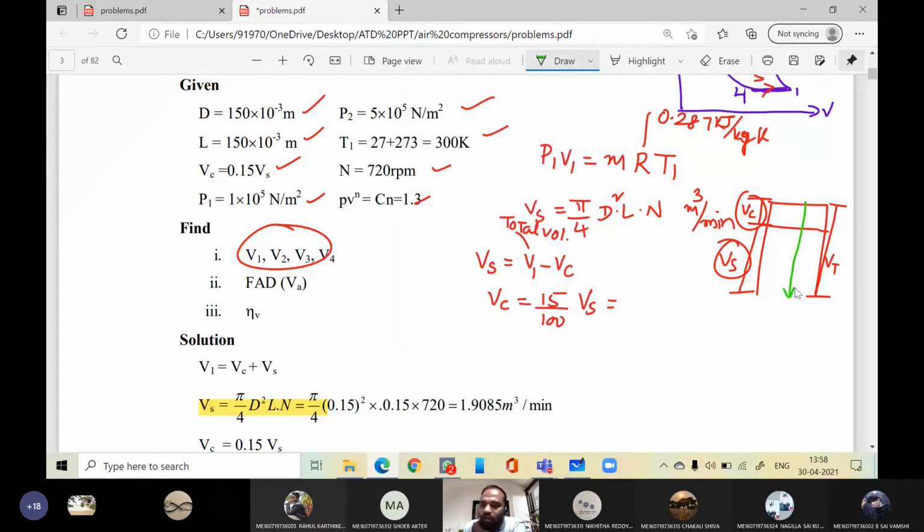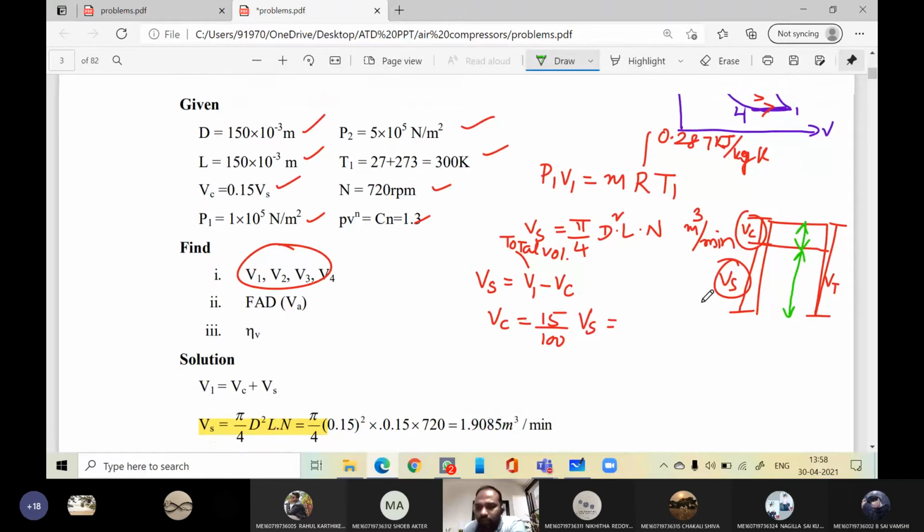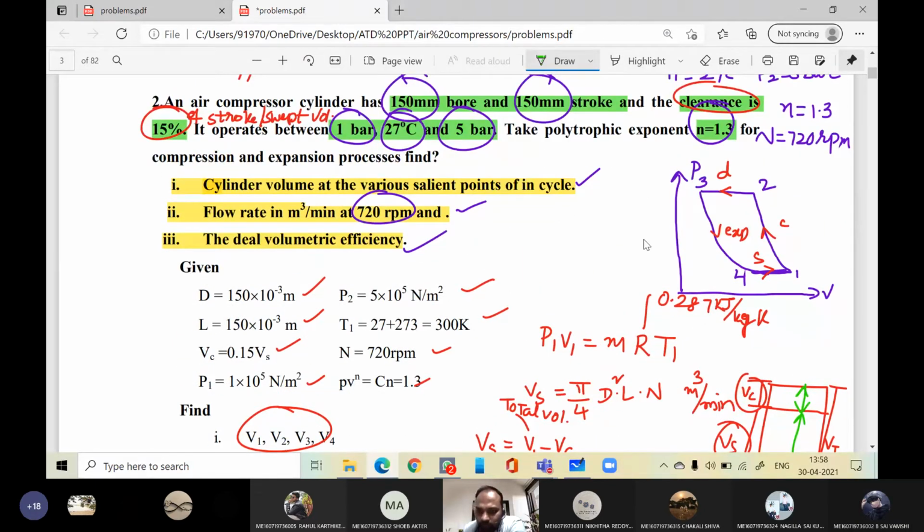From here to here is the total volume. This total volume is a combination of clearance plus swept. From the graph also, this is TDC, this is BDC. This is the total volume. Till here it is clearance volume. Till here it is swept volume. This is V total, this is V swept, this is V clearance. So V total is equal to V clearance plus V swept.